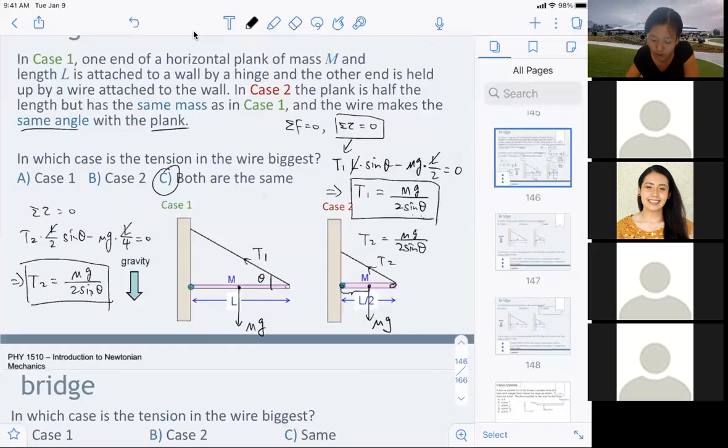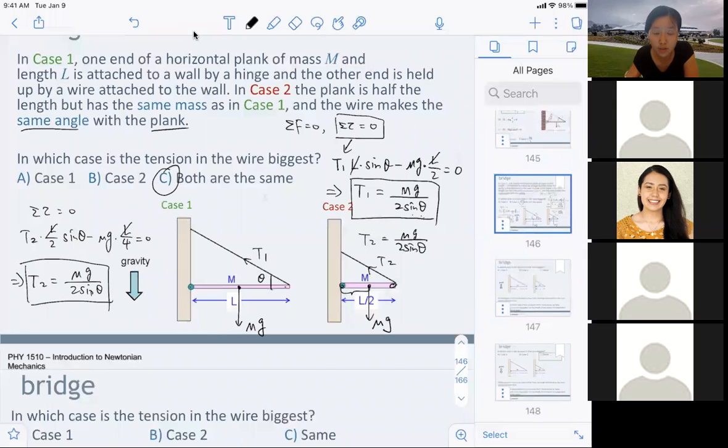Any questions so far about this particular shape and how we set up our torque equation for that shape?